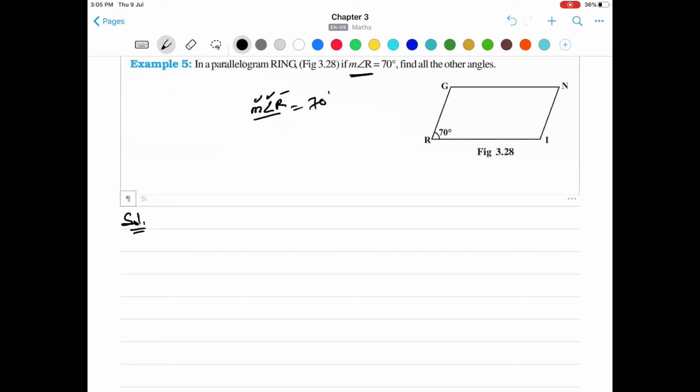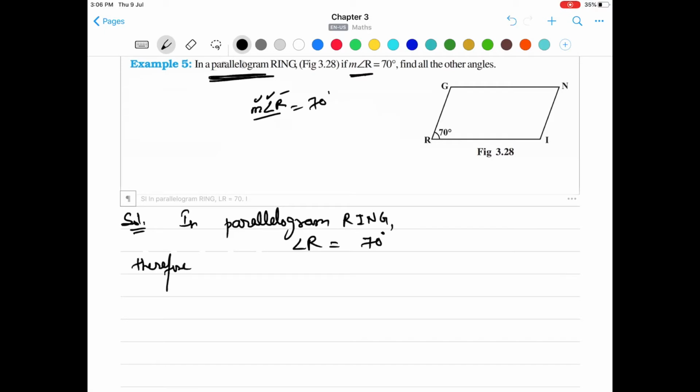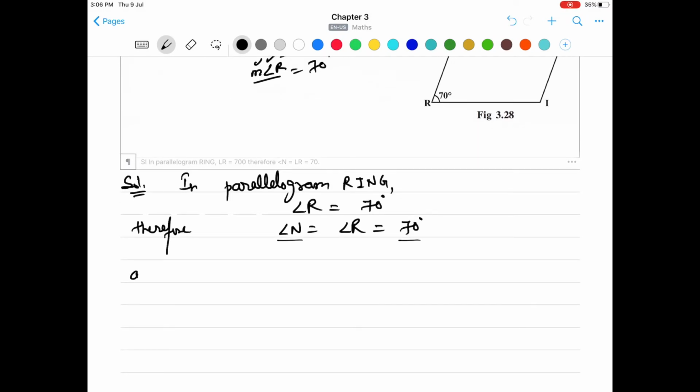We are given that in parallelogram, every time you have to write in which figure you are working. Like in this case we are given this parallelogram, so we'll write in parallelogram, then the name of the parallelogram, RING. In parallelogram RING, angle R is given, which is 70 degrees. Therefore its opposite angle, angle N, will be equal to angle R, and R is equal to 70 degrees. That means N is also equal to 70 degrees.